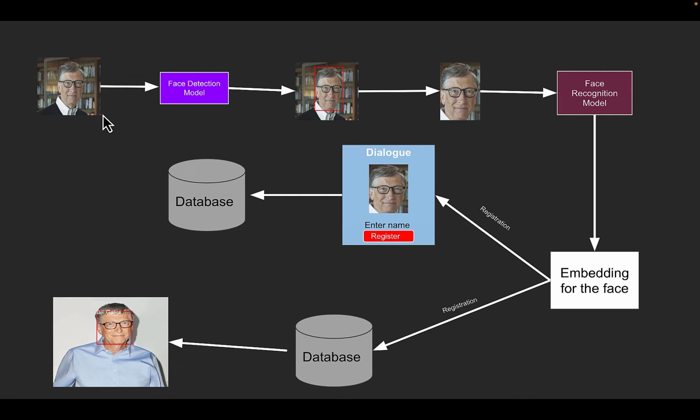In the system, when we are passing an image, firstly it will be passed through the detection model and we are going to crop the face. After that, that cropped face will be passed to our facial recognition model and we will get the embedding.